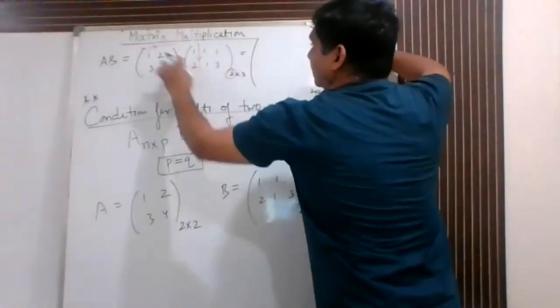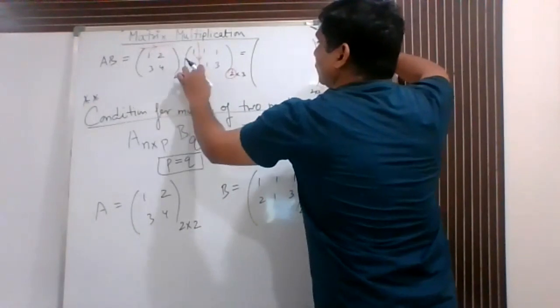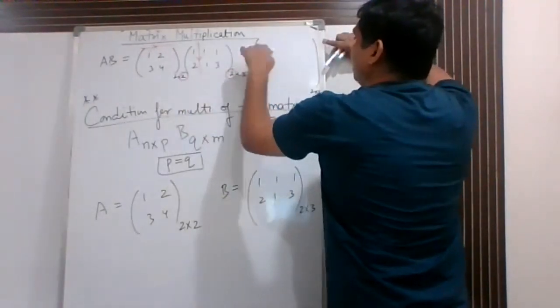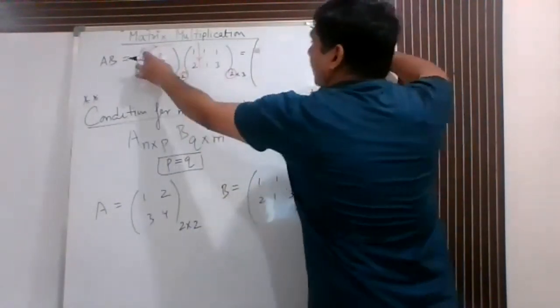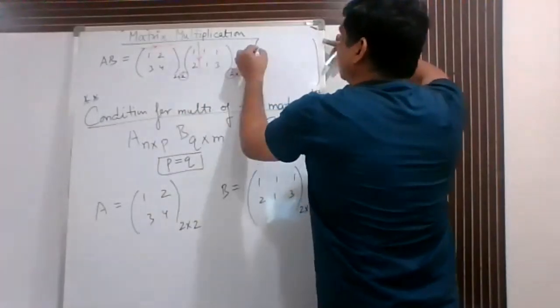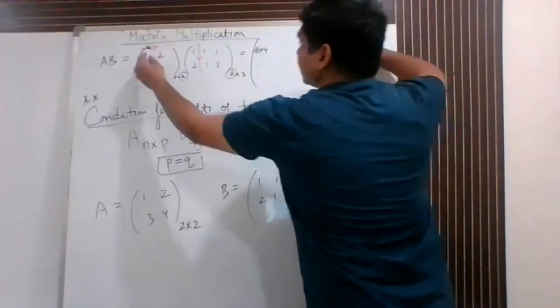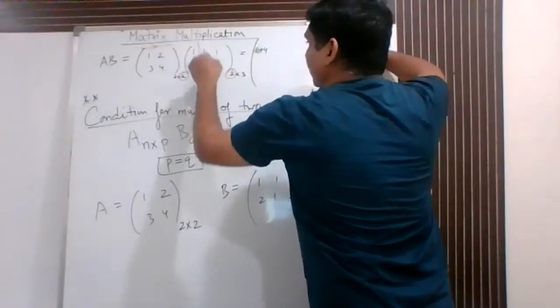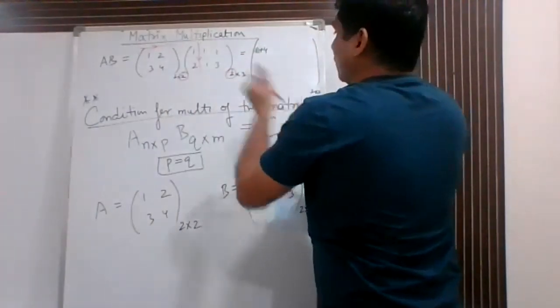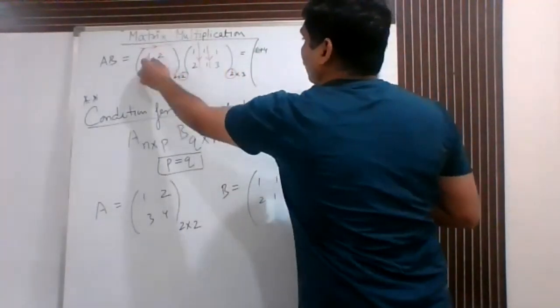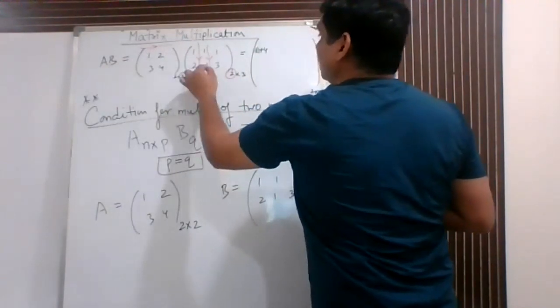So this into this. So 1 into 1 plus 2 into 2. So 1 into 1. Now directly I can write this. 1 into 1, 2 into 2. So 1 plus 4. Next will be this into this one. Next one. So your output will be 1 into 1 plus 2 into 1.